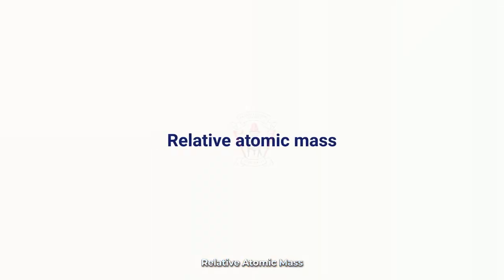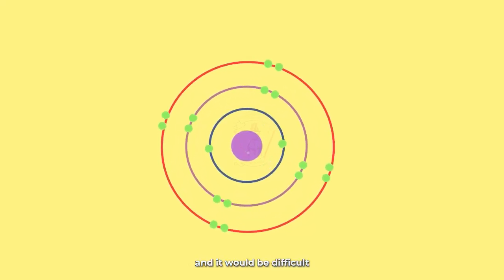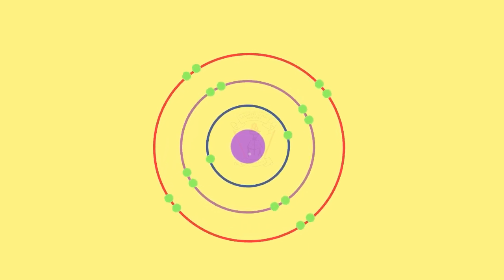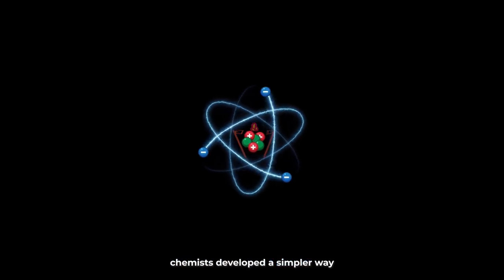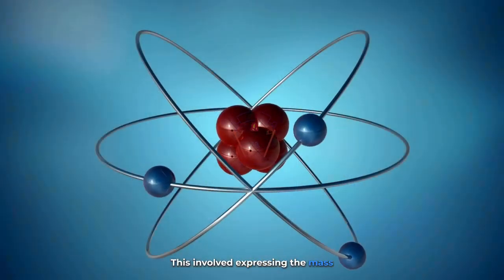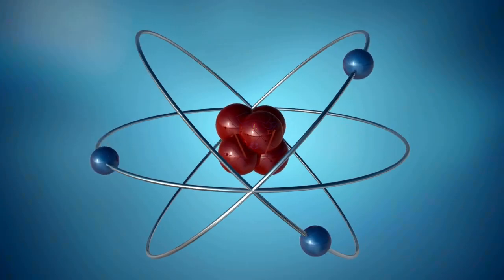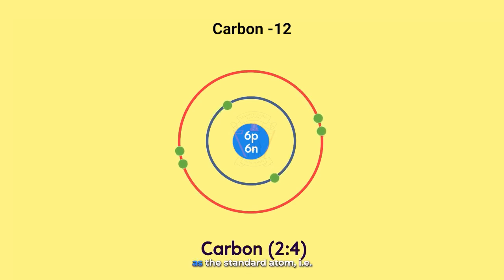Relative atomic mass. An atom is very small, and it would be difficult to measure its actual mass. To overcome this difficulty, chemists developed a simpler way to express the mass of an atom. This involved expressing the mass of an atom in relation to a chosen standard atomic mass. The carbon atom was chosen as the standard atom, that is, the reference atom, and its mass was arbitrarily chosen as 12 units, that is, not the actual value.